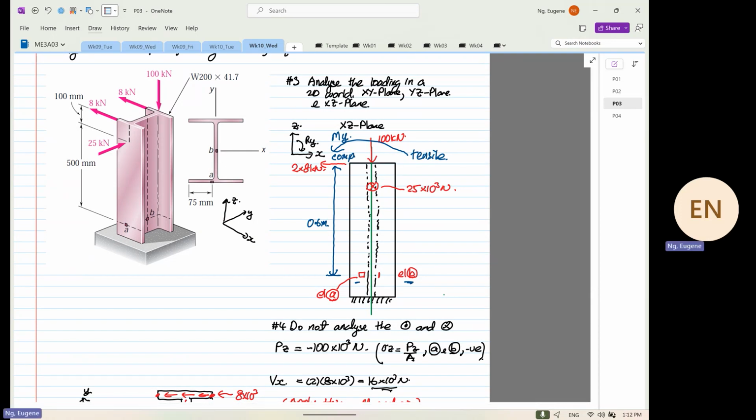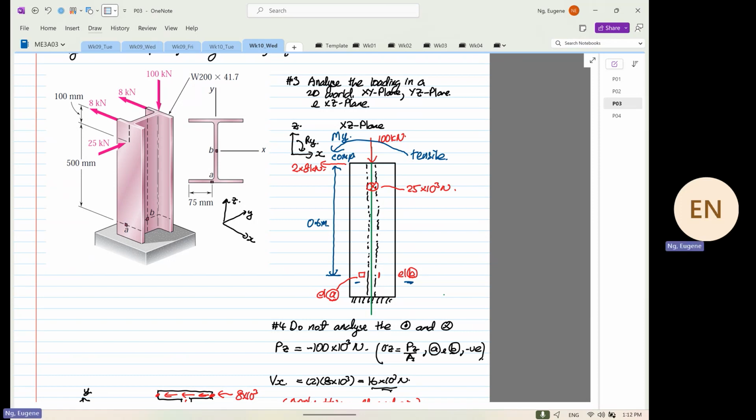No perpendicular distance. It's acting at the centroid. If you switch the point of view, then we see that now there's no perpendicular distance. You are right. I'm not saying that you're wrong.